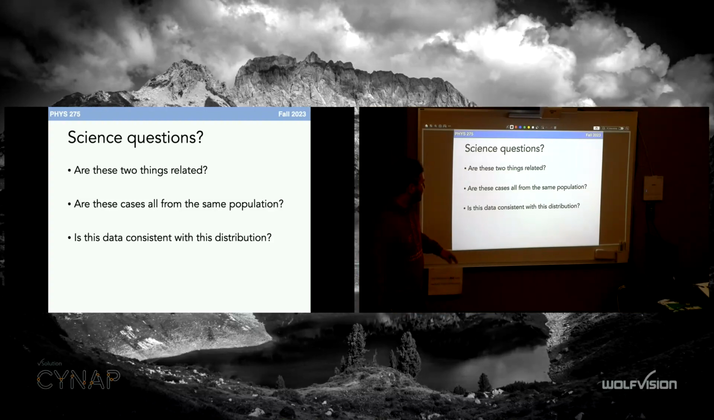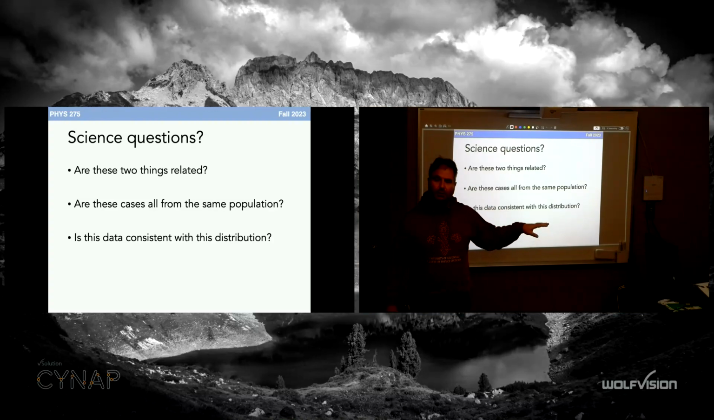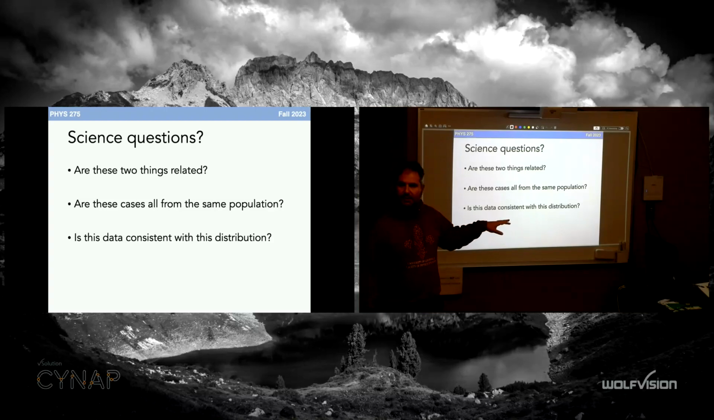And is this data consistent with this distribution? That's another one. Like, the theory says this should be log normal. The theory says that this should be a Gaussian distribution. The theory says that this is an exponential. How well does my data actually conform to that? So these are three questions that you need a statistical test for.